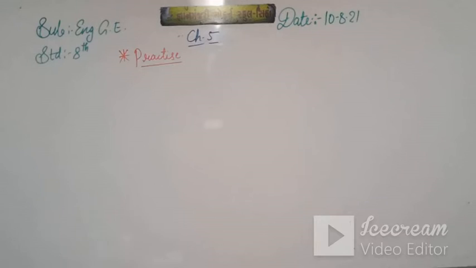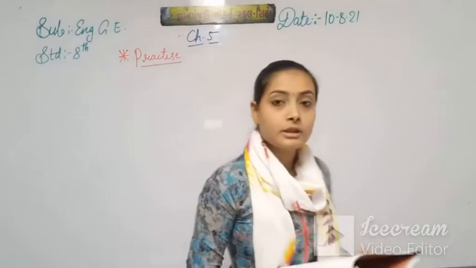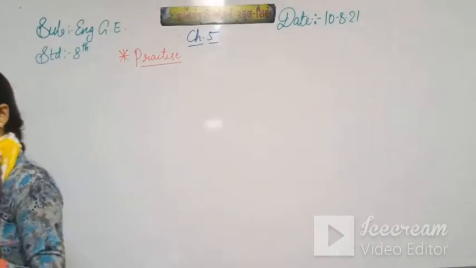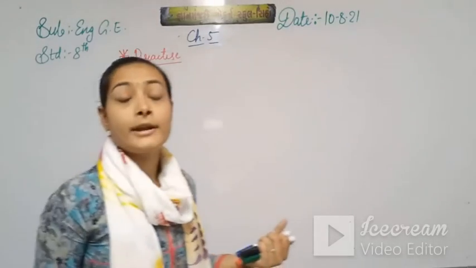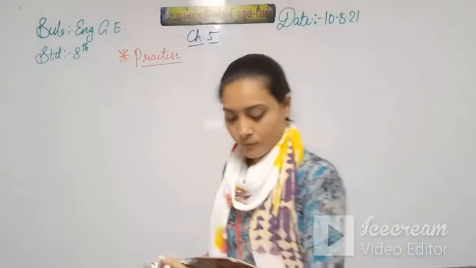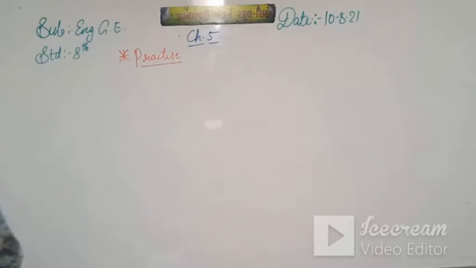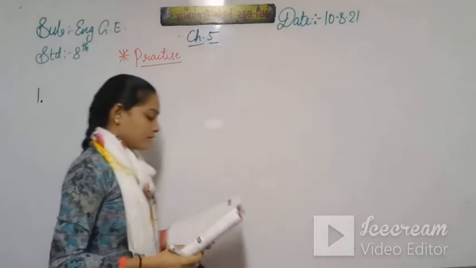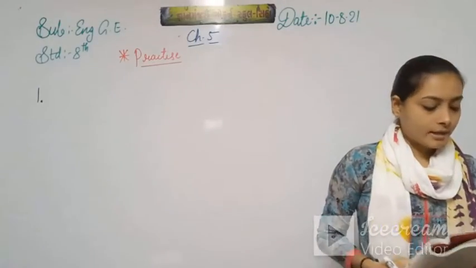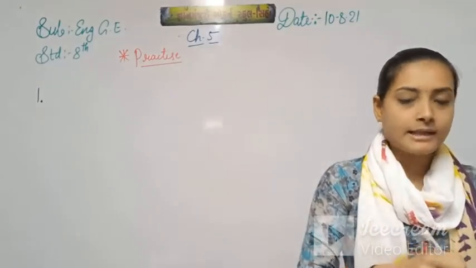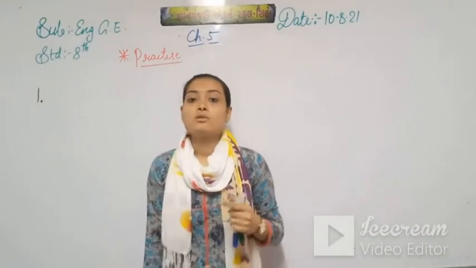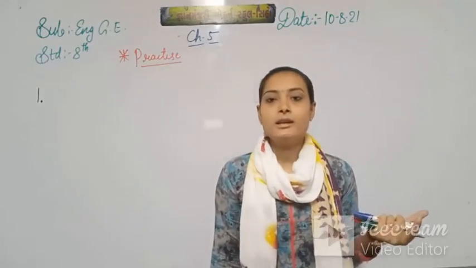So first question in the practice A, think of the solution for the following situation. Here we need to think about a situation and give a solution. So first, that is, we are hungry. I'm writing direct answer. So we are hungry. There are some eggs in the house. Here the situation is given. So now we have to think about the solution.